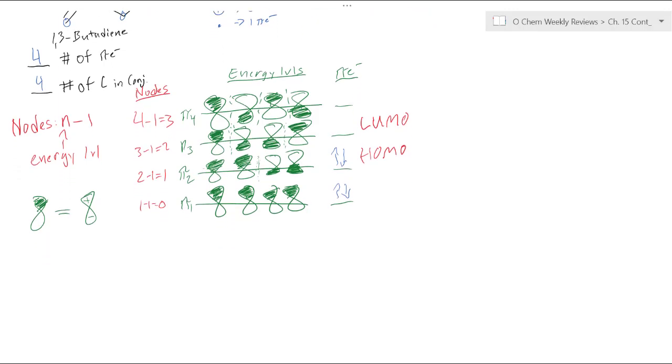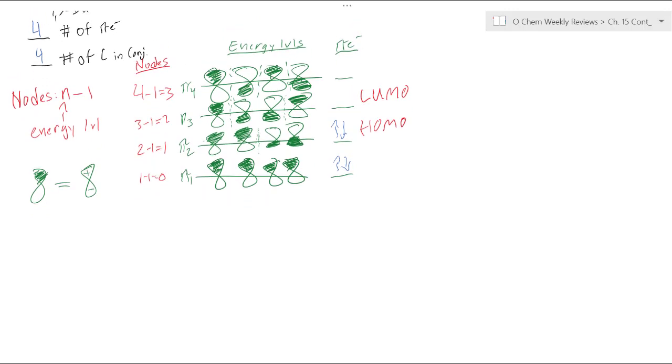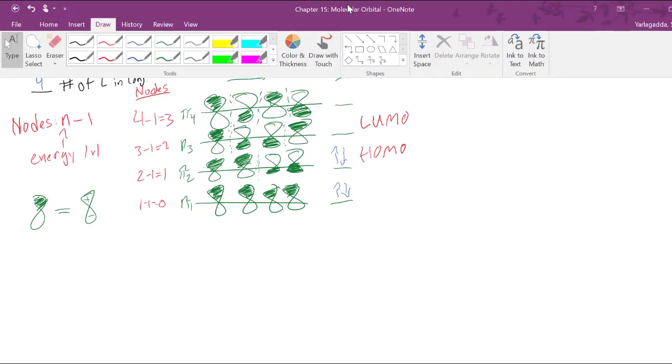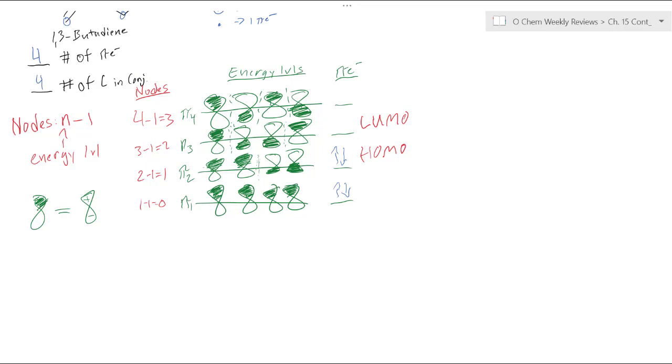I will do another example, but before I do that, I want to explain a unique situation that you might have to deal with. Sometimes they will tell you that these electrons are getting excited through UV light, and what this means is it excites the last electron to the next orbital.